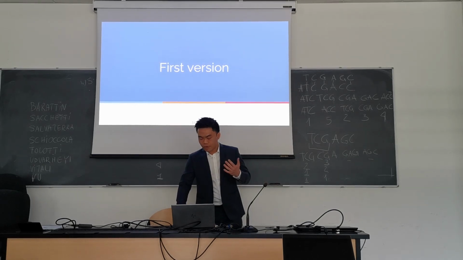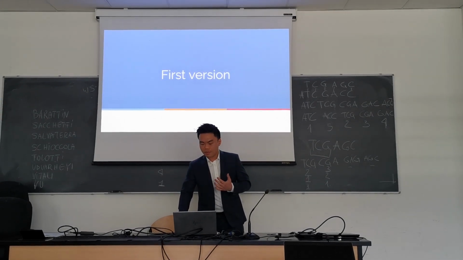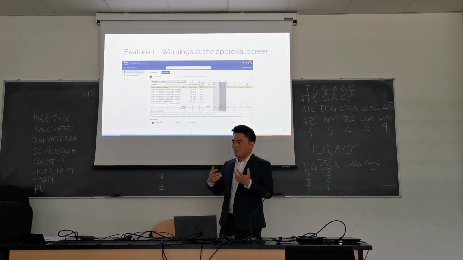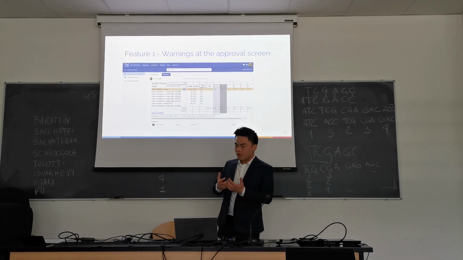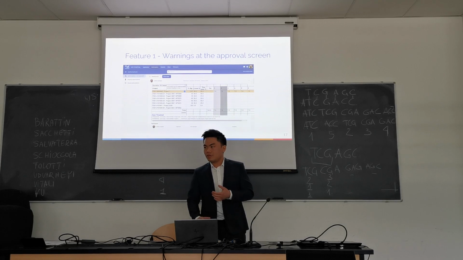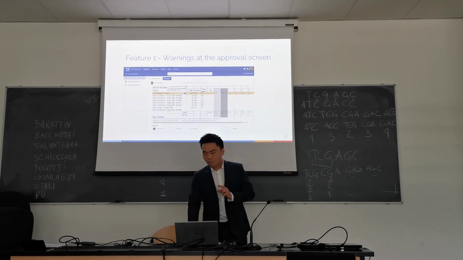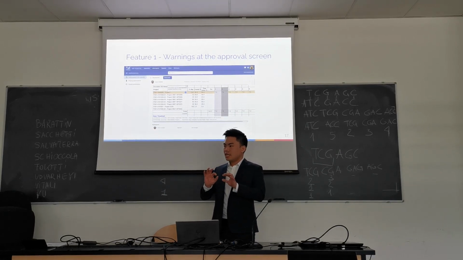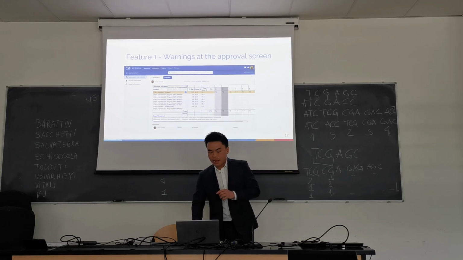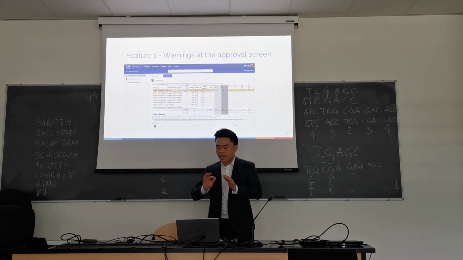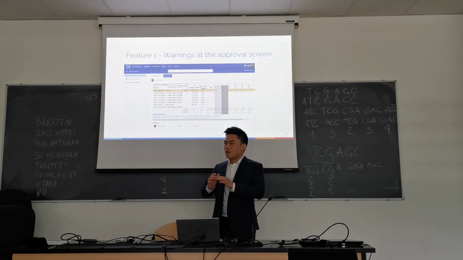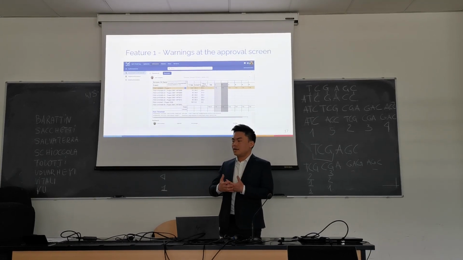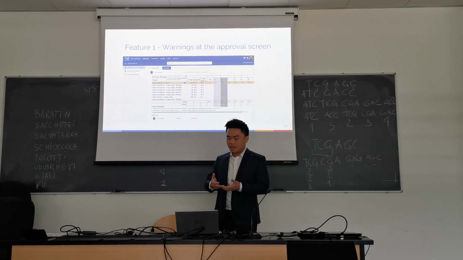So based on those metrics, this is my first version of the design. For the first feature, I call it the warnings at the approval screen. This is the approval screen of the manager. When the manager opens a timesheet of a staff, the risky task will be highlighted, and there will also be a warning to notify what the problem with this task is. So the manager can do more investigation on this task.